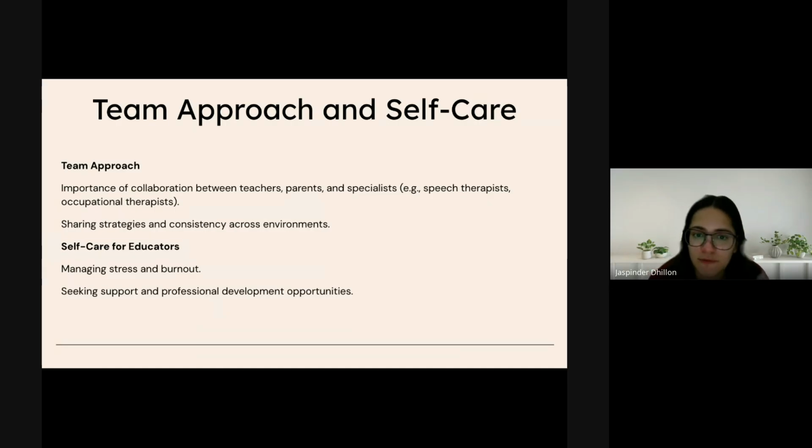It's also important for ourselves to have self-care, and not forgetting to take care of yourself. Although supporting children with autism can be very rewarding, it's also very challenging. So manage your stress, and when you need support as well, seek it out, and engage in professional development to stay effective and motivated, and to be in the best headspace for the children.